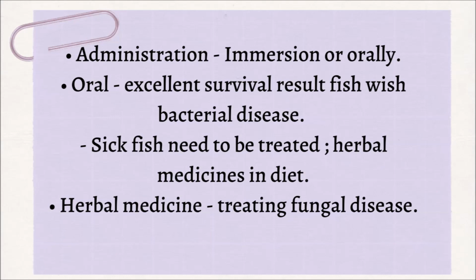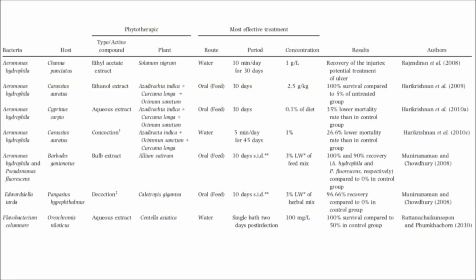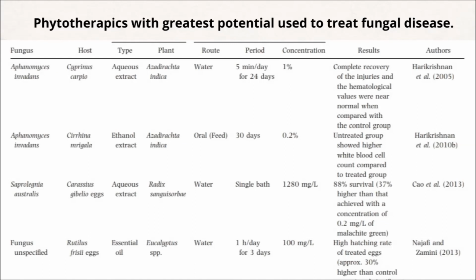Oral treatment has been showing excellent survival results in fish with bacterial disease, and a batch of sick fish needs to be treated even if some of them are not eating, because within the same fish cage or pond there are many subclinically infected fish and newly infected fish which have a high chance of cure. Therefore, use of herbal medicine in the diet is promising for treating large batches of fish that are suffering from bacterial disease so as to be able to avoid loss.